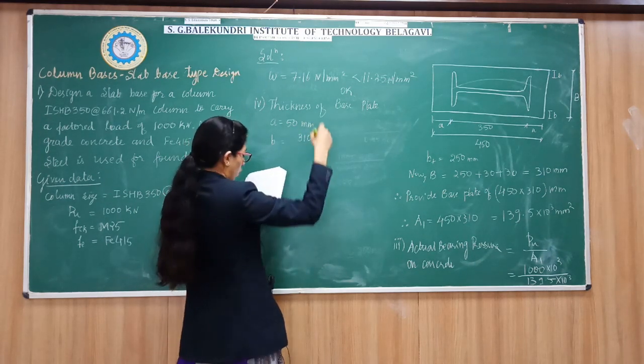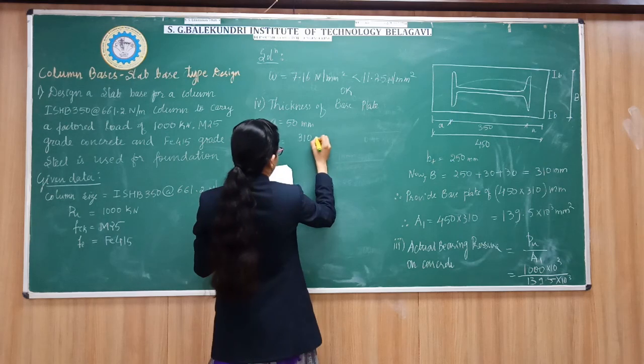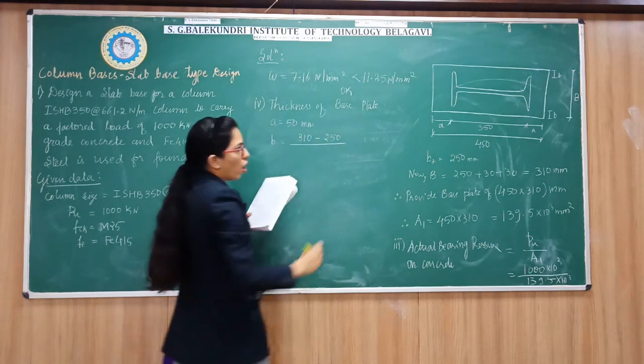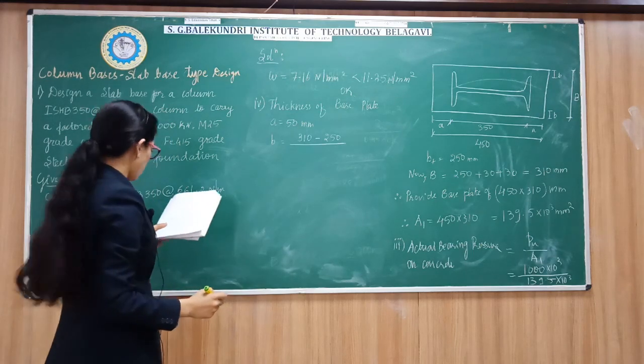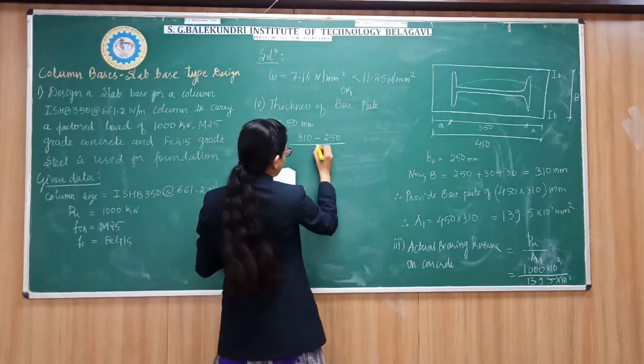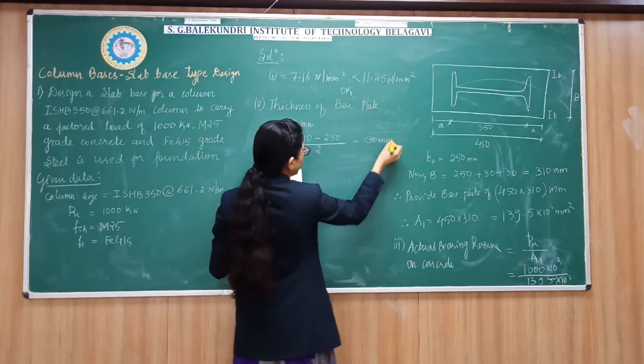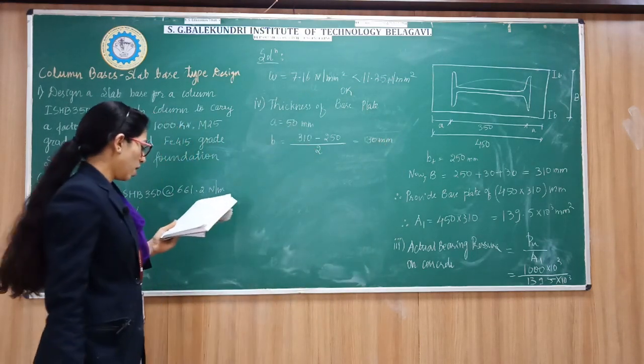310, that is the total breadth of the plate, minus 250, the flange width of ISHB 350, divided by 2, that is equal to 30 mm.